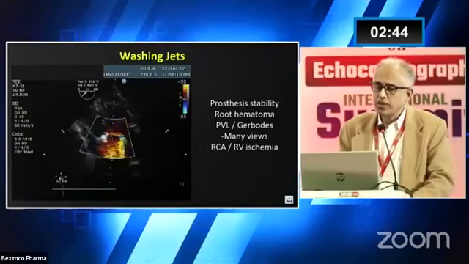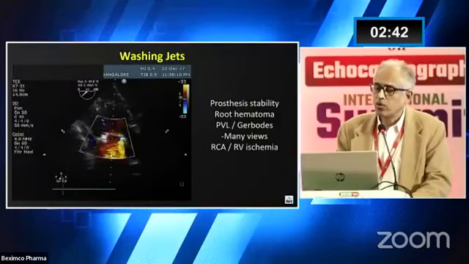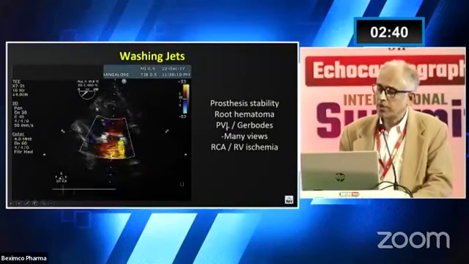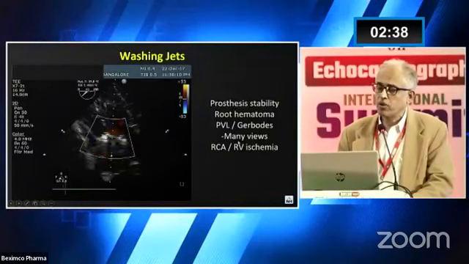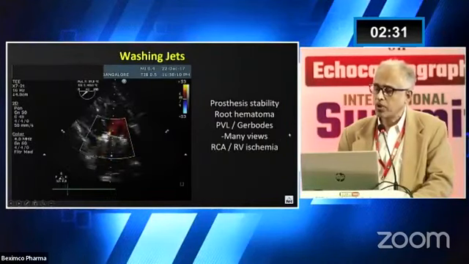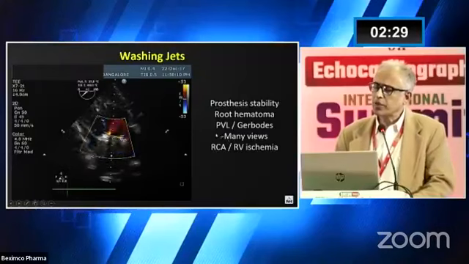Then the surgery is done and you're looking at the valve. So what are you going to look at? You're going to look at prosthesis stability. You're going to look at root hematoma. They'll be looking very bright, shiny, so that means that there is a hematoma forming there. Is there a paravalvular leak? Is there a Gerbode? This can happen now and then. And use as many views as possible.